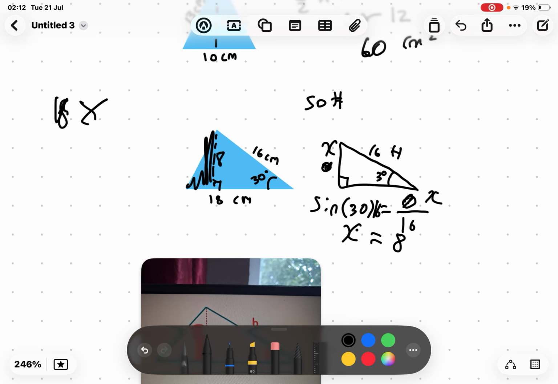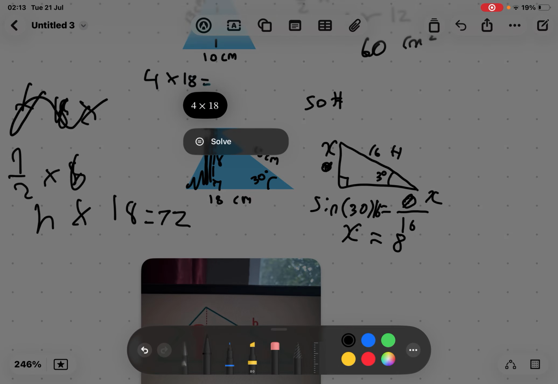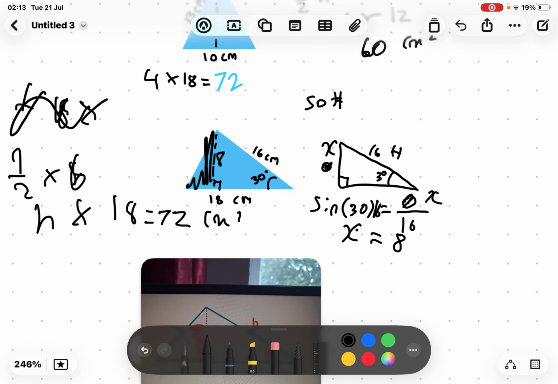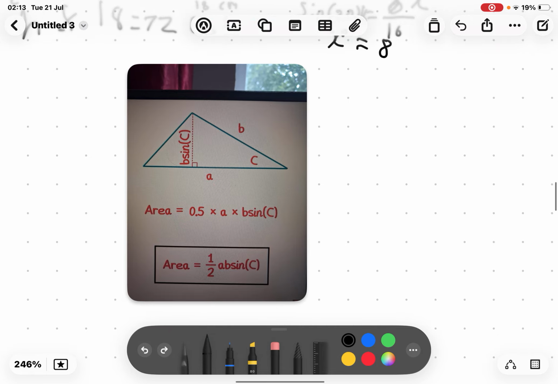So we can do the full 8 times 1/2 times 8, which is going to be 4 times 18. 4 times 18 is 72, and let's just check that. 18, yep, centimeters squared. And what we did here is basically our new formula.